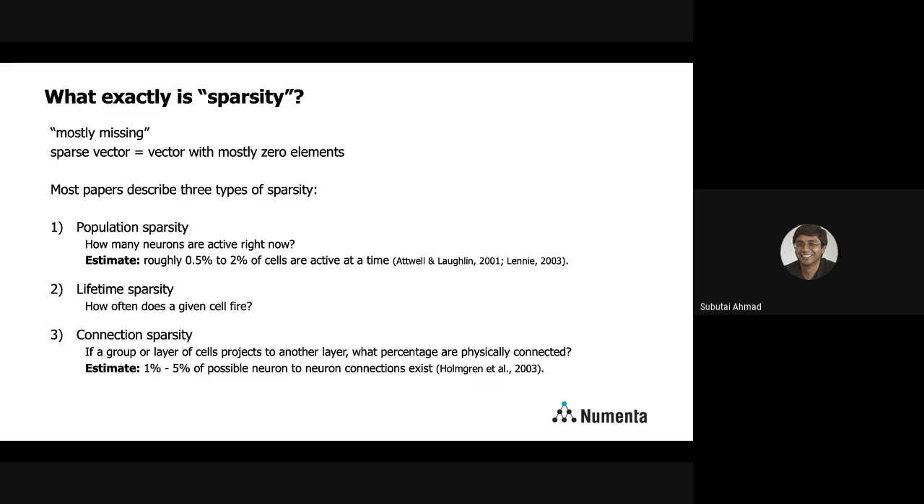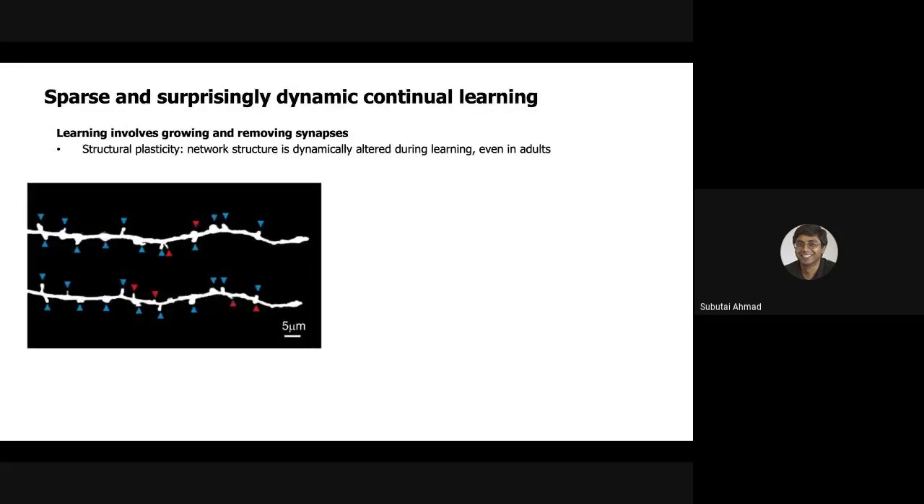But connection sparsity is also interesting in that it's extremely dynamic. Not only is it sparse, but it's changing all the time. Many neuroscientists think that a large part of the learning in the neocortex involves not necessarily adjusting the weights of synapses, but growing and removing synapses. This is called structural plasticity. Here the network structure is dynamically altered during learning, and this occurs even in adults.